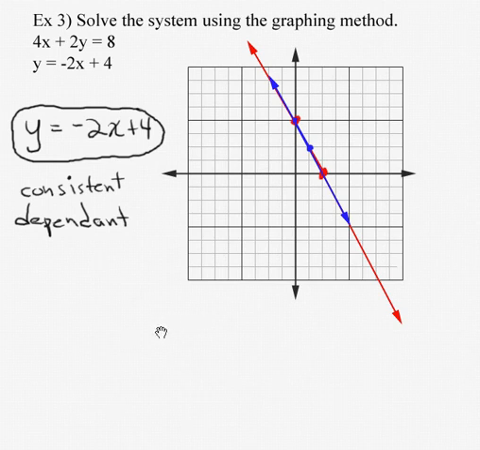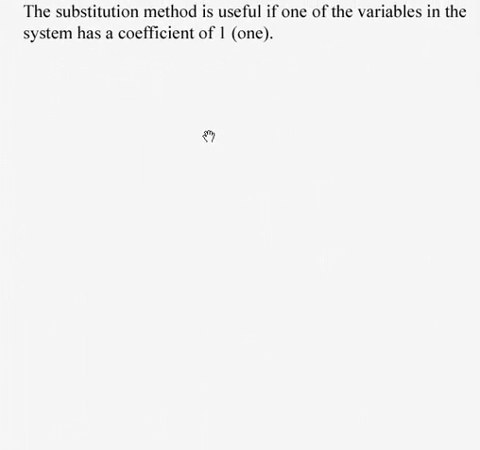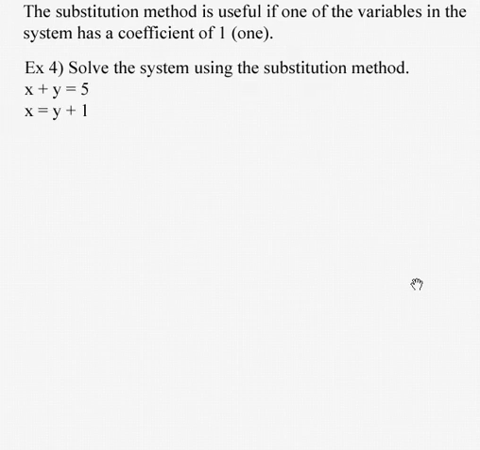All right, so visually we can see that the two lines intersect at one point, are parallel, or that they're the same line. With that in mind, let's try some non-visual methods for solving equations. Substitution is a very useful method if one of the variables has a coefficient of 1, and you get that variable by itself. This problem is actually set up for us.